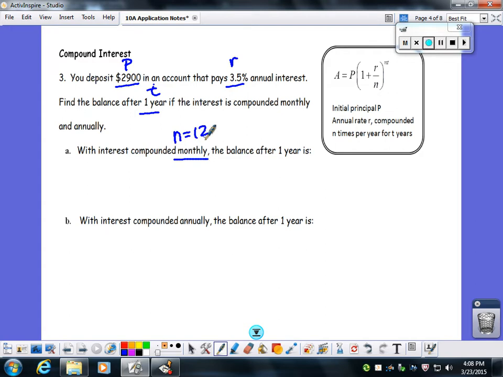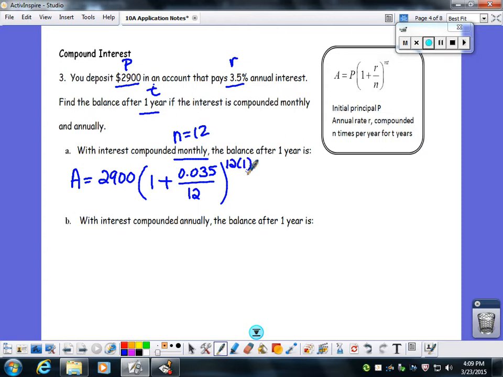All right, so let's make our formula. So A is equal to my principal, $2,900, times 1 plus my rate. Always change it to a decimal. Okay, so 0.035 over n, which is our 12, all raised to the n times t, so 12 times 1. And that's what people forget, is that exponent you have to raise it to.